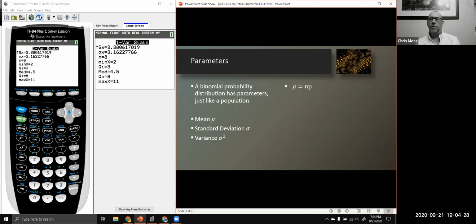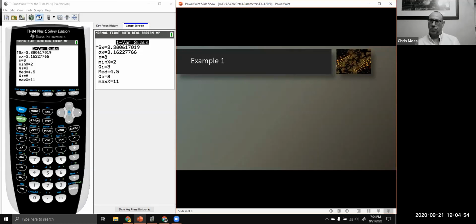The mean, n times p. The standard deviation, the square root of n times p times q. You'll have to remember, though, that q is equal to 1 minus p. The standard deviation gives us the variance. If we square both sides, we'll have a variance equal to n times p times q. As I say, the formulas are very straightforward and easy to use. All right, let's take a look at our first example.